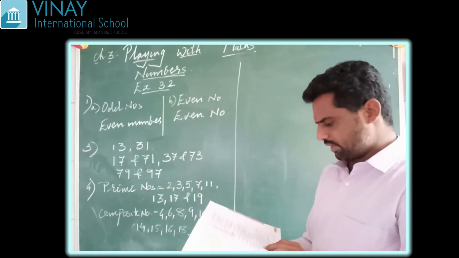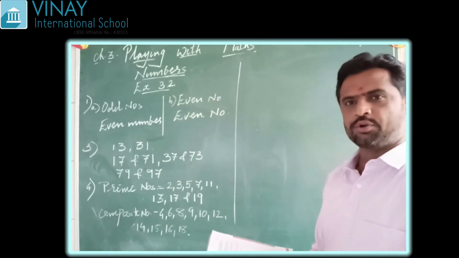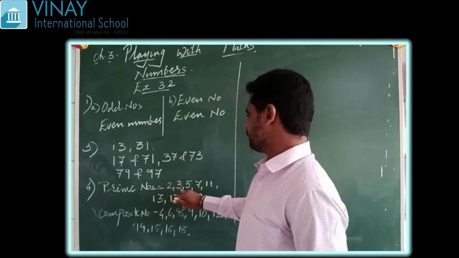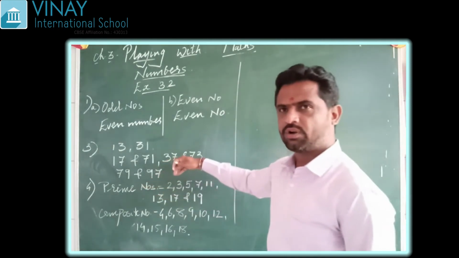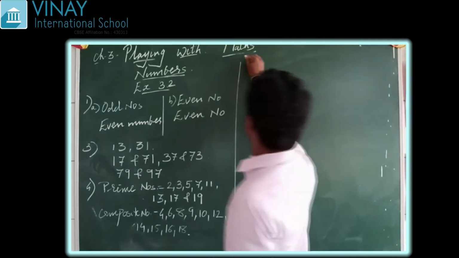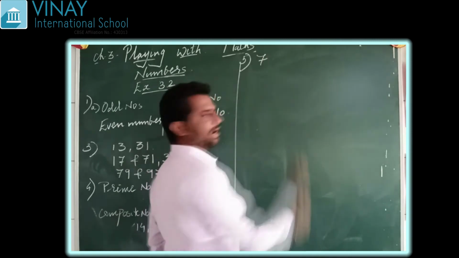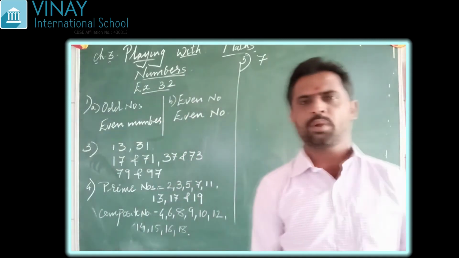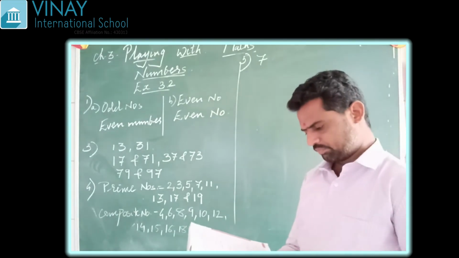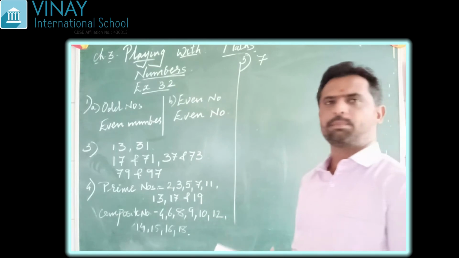Question number 5 is, what is the greatest prime number between 1 to 10? Now, which is the greatest prime number between 1 to 10? The prime numbers between 1 to 10 are 2, 3, 5 and 7. So, the answer is 7 is the greatest prime number between 1 to 10. Express the following as the sum of two odd primes.